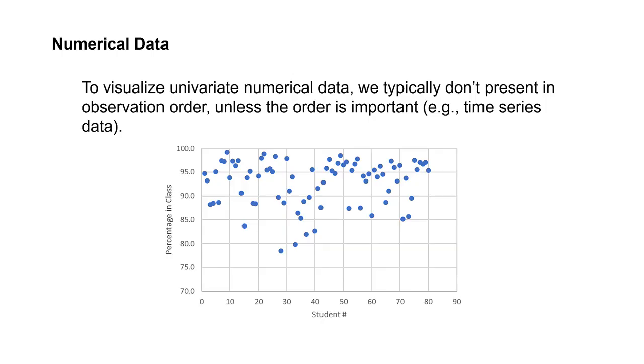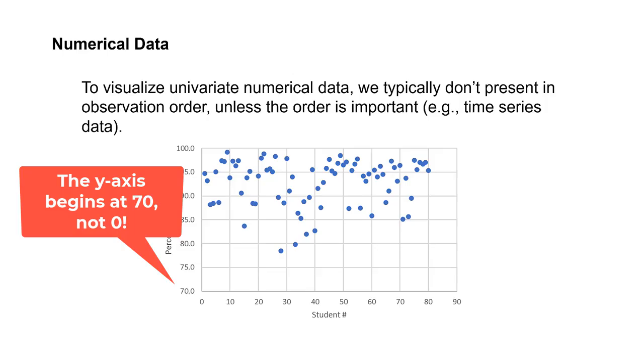To visualize univariate numerical data, we typically don't present it in observation order. So here we have a bunch of students on the x-axis, and then we have their percentage in the class. So we've got a bunch of observations, but really the only thing we're measuring is the percentage in the class. So typically we wouldn't do this. We wouldn't put together something like this, where it's just a scatter plot of the students on the x-axis and the percentage in the class.